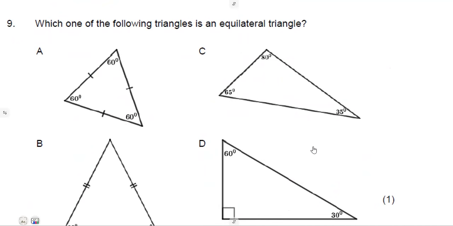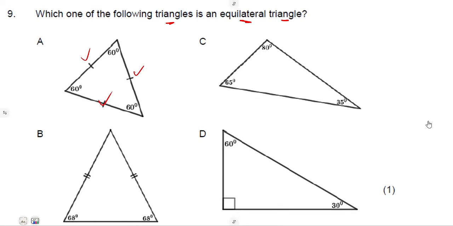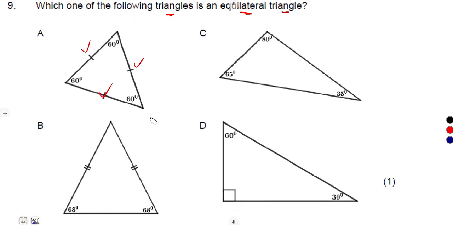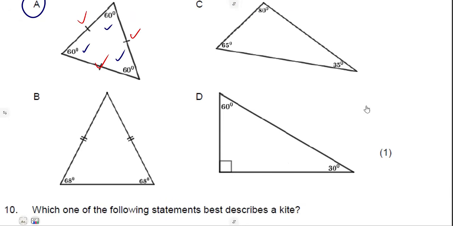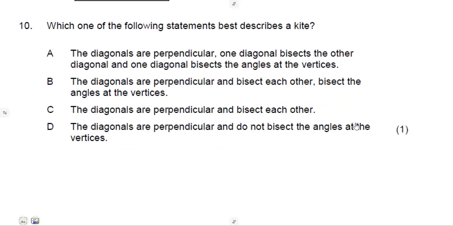Some questions can be direct like that. On question number 9, which one of the following triangles is what? Equilateral triangle. Remember, in equilateral, all sides are equal. As we can see on triangle A, all sides are equal, and also all of the angles are equal. So this is the best one. If we check, 60, 60, 60. So the best answer is A, equilateral.